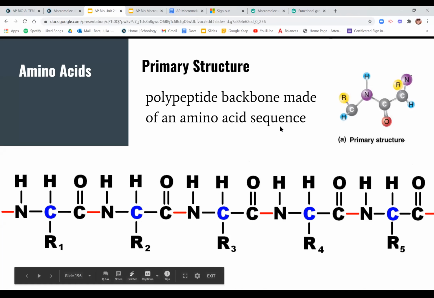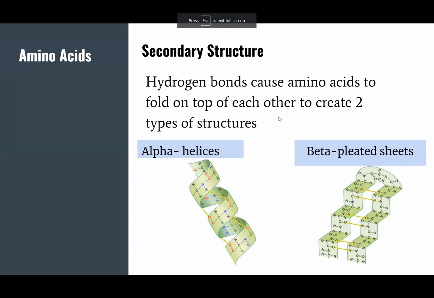Gosh, it always wants to take me to that picture. The secondary structure of an amino acid is based on hydrogen bonding. So what we have here is, if you look closely at this image, let's do it in the red picture still. You've got an amino acid here. You've got the R group attached there. You've got an amino acid C. You've got an amino acid there.